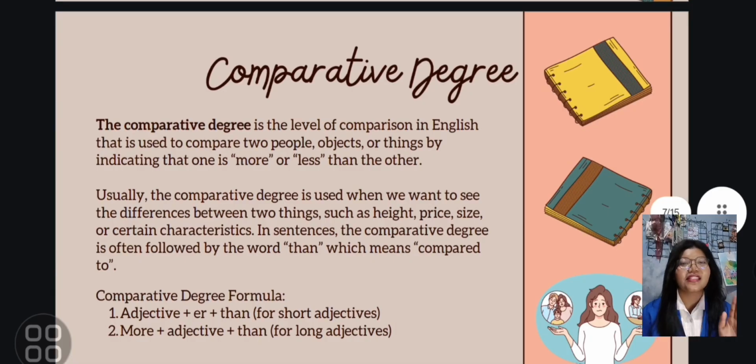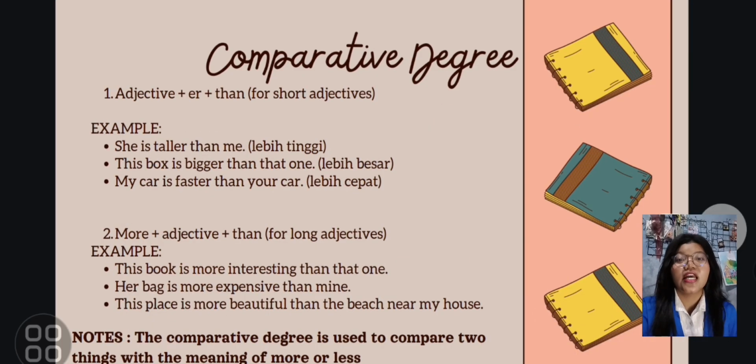The second type is the comparative degree. This is used to compare two things and show that one is more or less than the other. In a sentence, the comparative degree is usually followed by the word than. There are two formulas. For short adjectives, we add er plus than. For example, she is taller than me, or my car is faster than your car.